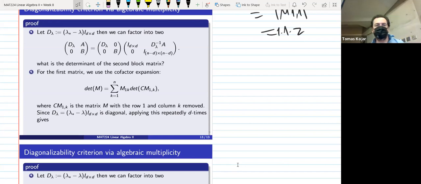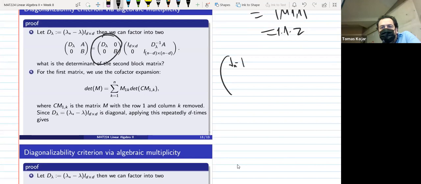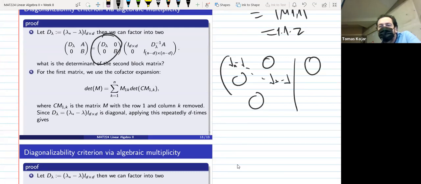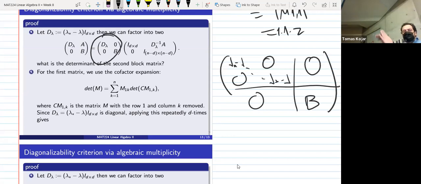Fine. So what am I doing here? I'm going to apply this to compute this, and it's pretty beautiful. So you have lambda star, lambda, lambda star, lambda with zeros, and then you have a 0 here, and then you have B. So here's how you do it. You do the same trick. You remove the first row, first column.